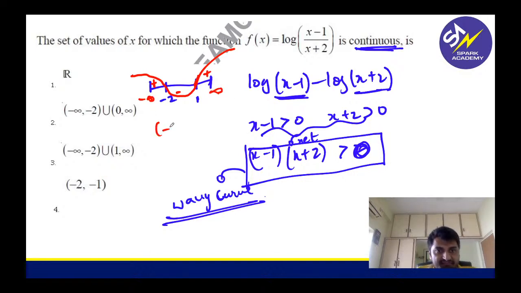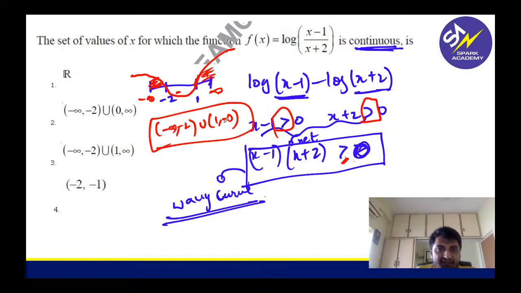So can I write it safely as -infinity to -2 union 1 to infinity, because this is just greater than. Log cannot have greater than or equal to, right? So since it is greater than, I am only taking this case and this case. So I'll get my final answer as -infinity to -2 union 1 to infinity. Third option. Got it?